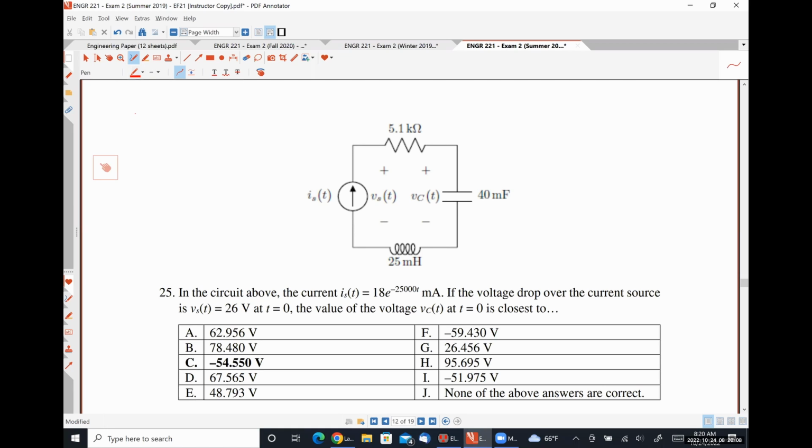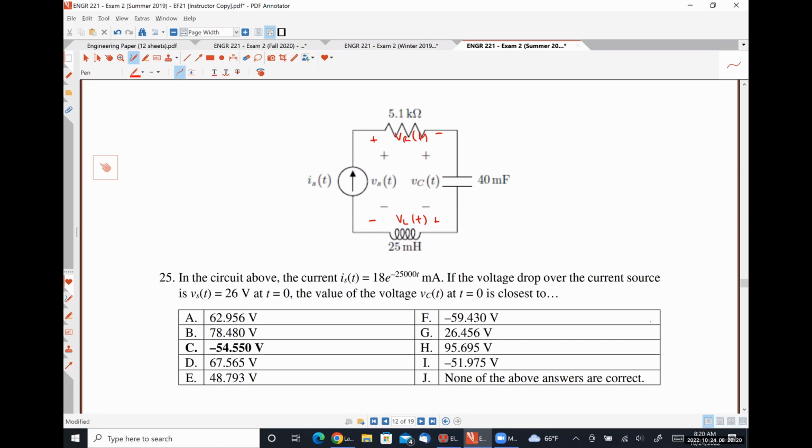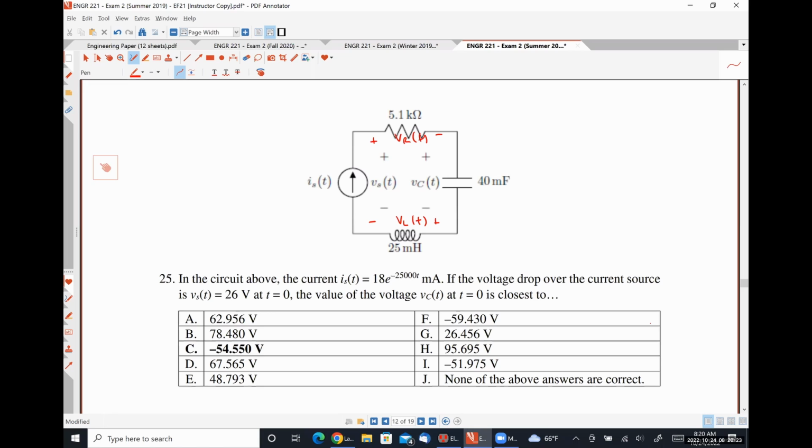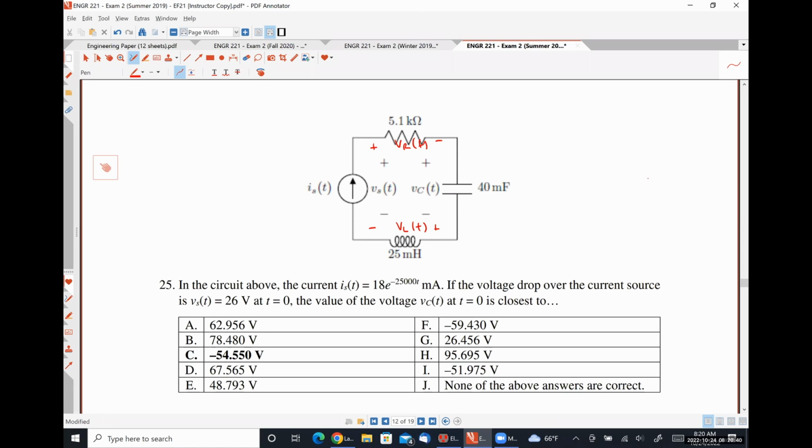So let's call this guy ER, this guy L. Let me think about this. So that the current is flowing into the positive polarity terminal of everything so that it's all absorbing power. I don't know that that's particularly important here. Let me look at this guy real quick. So we're trying to find the capacitor voltage.